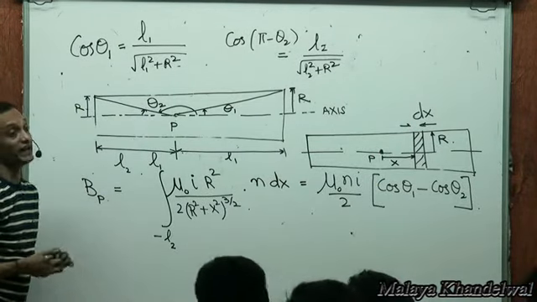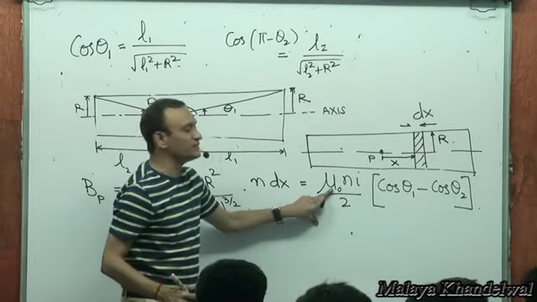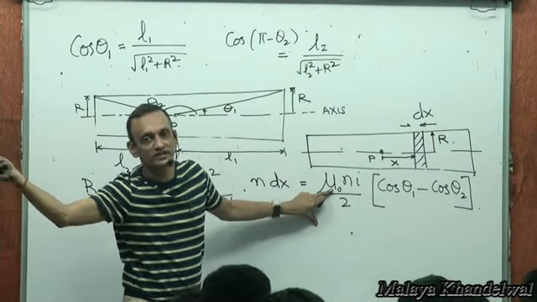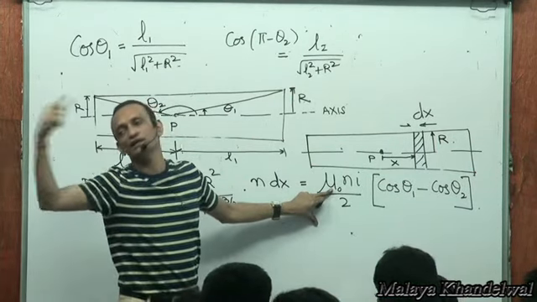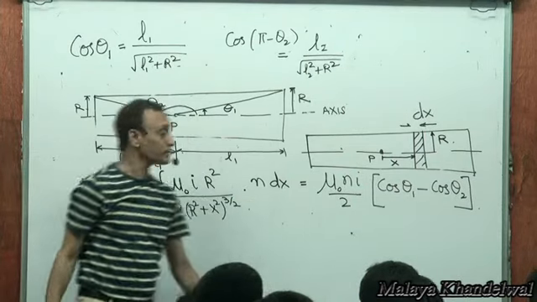Mu naught ni, where n is the number of turns per unit length. If it was a solid cylinder, then this mu naught would be into mu r, which is the relative permeability. Mu r is the relative permeability of the material of the solid cylinder, right? Otherwise, it's going to be this, right?